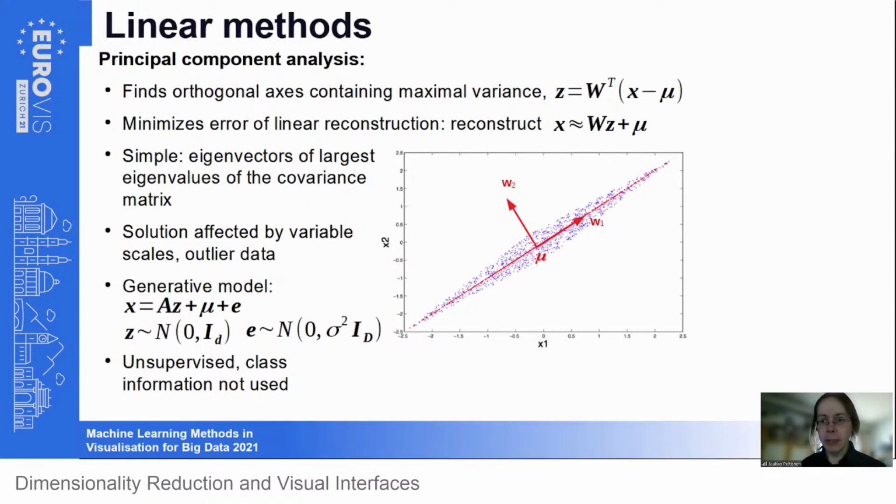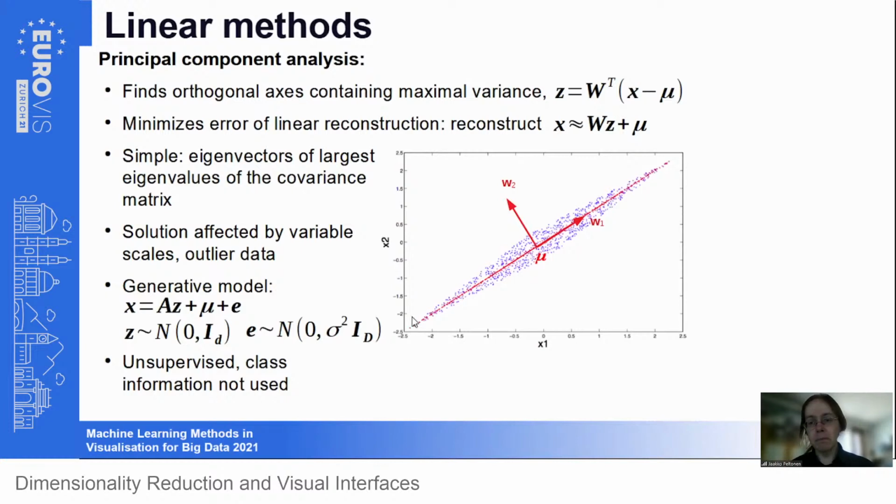Out of the linear methods, PCA, principal component analysis, is the most well-known one, the usual textbook method taught everywhere. It's basically just finding a linear transformation, with orthogonal axes, that would contain out of the high dimensional data the maximal amount of variance.